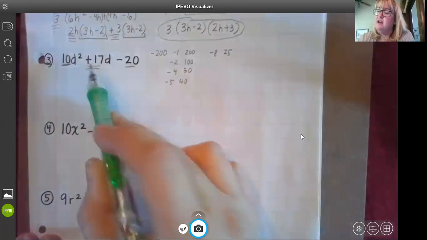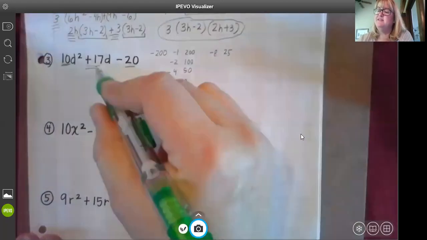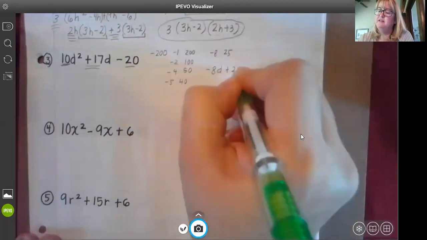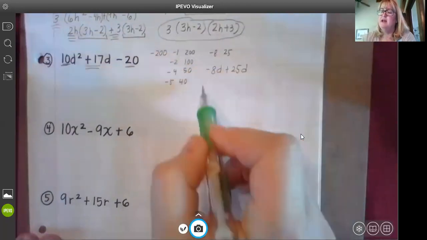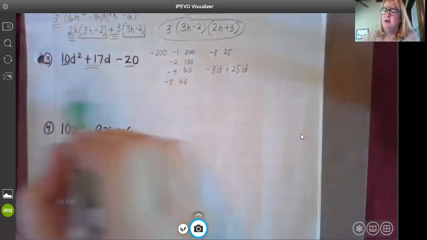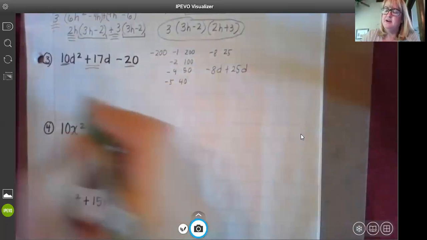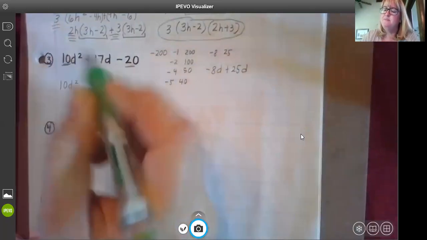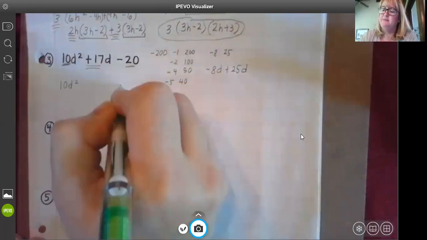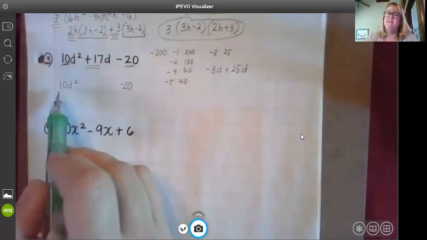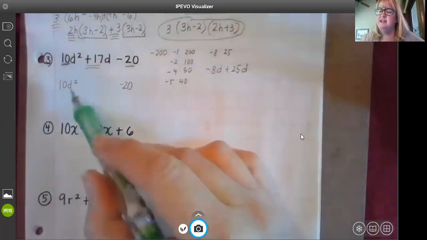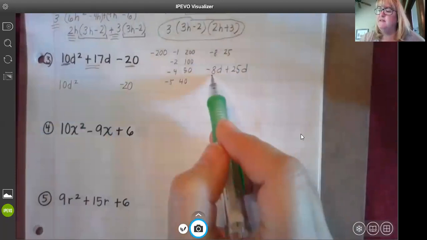All right, so I am going to separate 17d into negative 8d plus 25d. And I've got to be strategic in how I place them. So I've got 10d squared. I'm going to leave a big space for this, and then a negative 20. What can I factor out of a 10? Can I factor something out of 10 and 8? The answer is yes, so I can put that first.